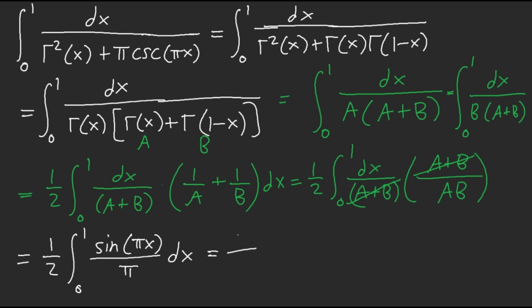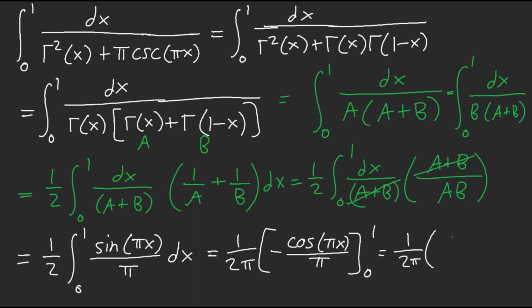This is now equal to 1 over 2 pi of negative cosine of pi x over pi from 0 to 1. Plug in 0, we get negative 1 over pi. Plug in 1, we get 1 over pi because cosine of pi is negative 1. So in other words, we technically have 1 over 2 pi times 1 over pi plus 1 over pi. This is 2 over pi. So our answer is 1 over pi squared. Okay? So our answer to this amazing, beautiful integral here is 1 over pi squared.